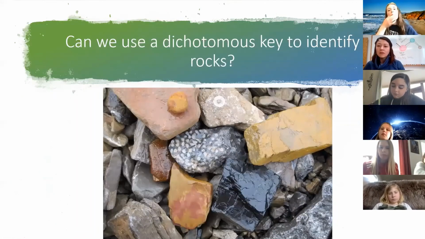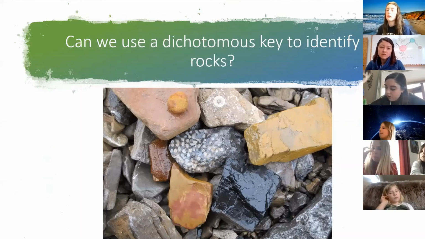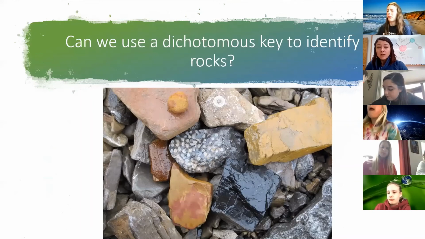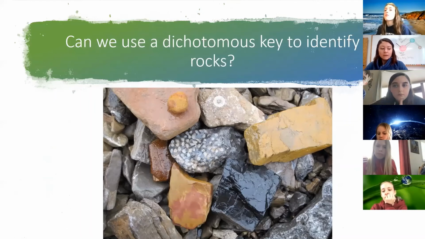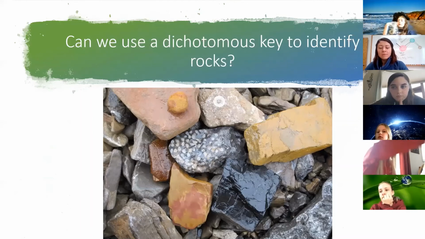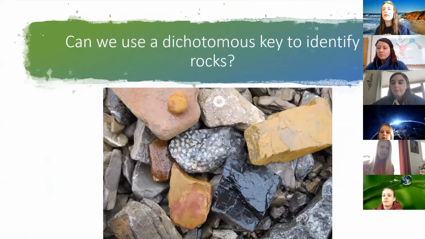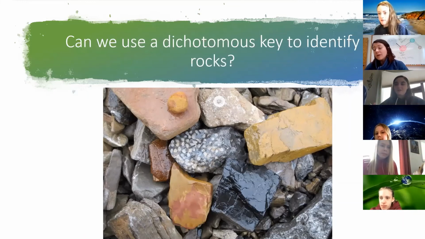Okay, so can we use dichotomous keys to identify rocks, do you think? Yes. In fact, geologists, scientists who study rocks, definitely use dichotomous keys to identify rocks. With the jelly beans, we said we can't use size or shape because they're all the same size and shape. What about rocks? Do you think you can use size and shape to help you identify rocks? Yes. One thing you can't use is taste. For the most part, you probably don't want to taste the rock, though sometimes that could help depending on what it is.